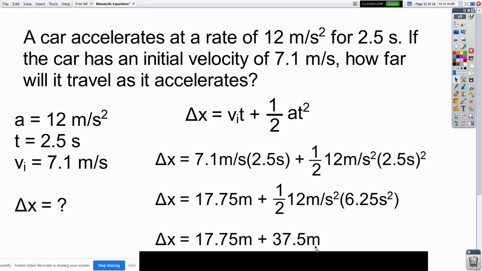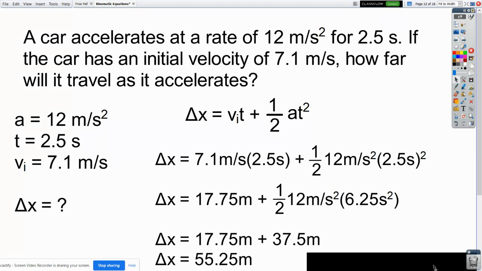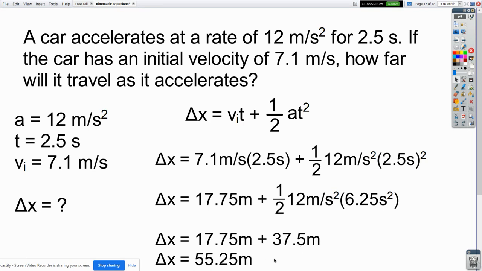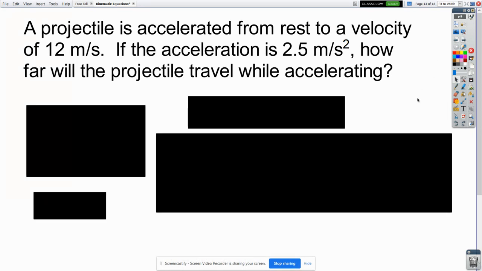If you're ever doing one of these problems and the units don't cancel correctly, that means there's a mistake somewhere. So if you're going to ask me, do I have to put my units in there? Units are a great way to make sure that you're setting things up correctly and doing your math right. Because if you're not doing it right, your units won't cancel like they're supposed to. So 17.75 plus 37.5 is 55.25 meters. That's how far our car will travel as it accelerates. So again, more involved, a bit more to it than what you see in your basic kind of motion problems.